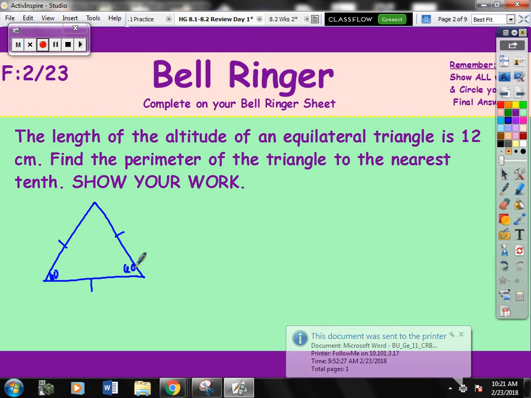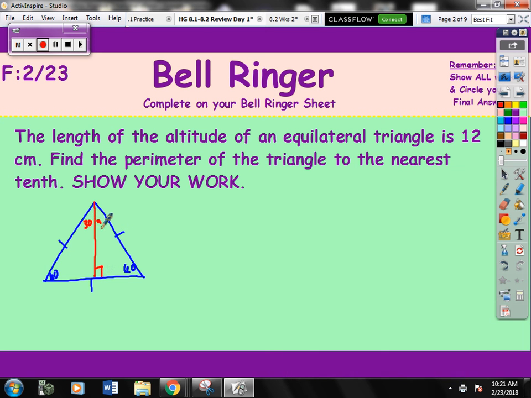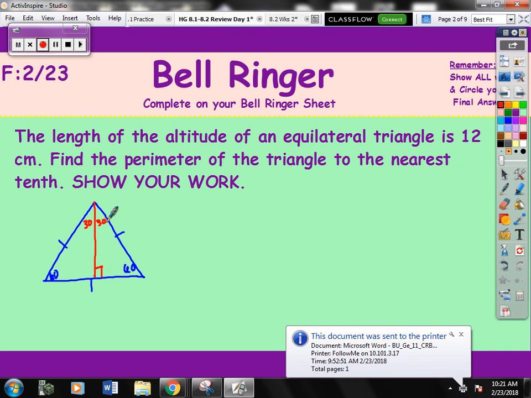Now they talk about an altitude, which, remember, is perpendicular to one of the sides and touches a vertex. So the easiest way to draw an altitude in would be to draw it straight down to the base. And that would divide the top angle into 30 and 30. Surprise, surprise, 30, 60, 90 triangle. The altitude is 12, so you would label 12 along that side. They want us to find the perimeter of the triangle.